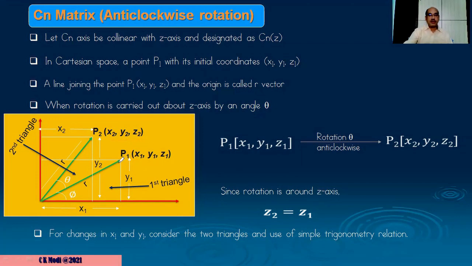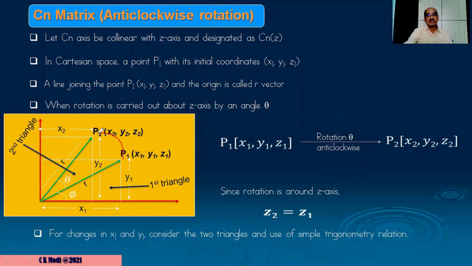Now the line joining point P1 and the origin is called vector R. So this is vector R. When the rotation is carried out in an anti-clockwise direction, we rotate from here.